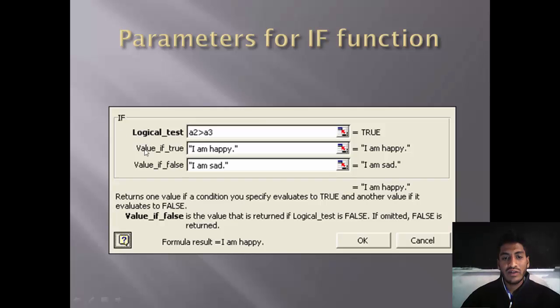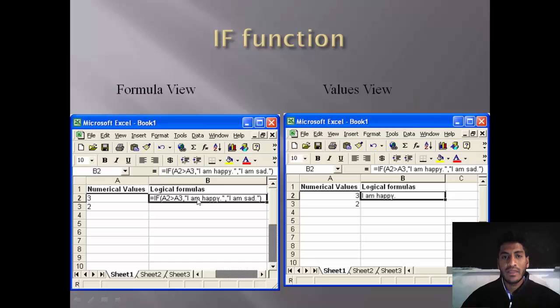Returns one value if the condition you specify evaluates to true and another value if it evaluates to false. Value if false is the value that is returned if logical test is false. If omitted, false is returned. Formula result is equal to I am happy. IF function formula view. In the numerical values and logical formula: numerical values 1, 2, 3, 4, 5, 6, 7, 8, 9, 10 and the logical formula is equal to IF A2 is greater than A3, I am happy, I am sad.